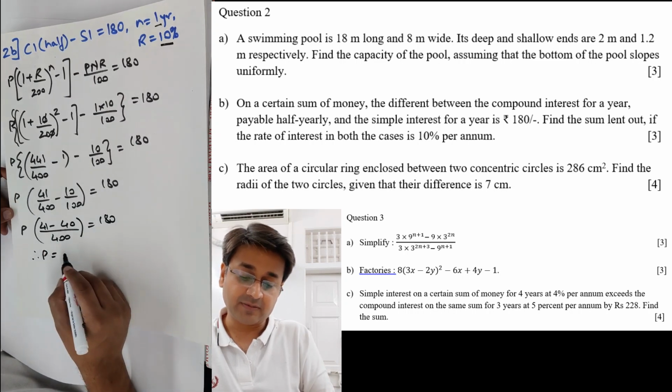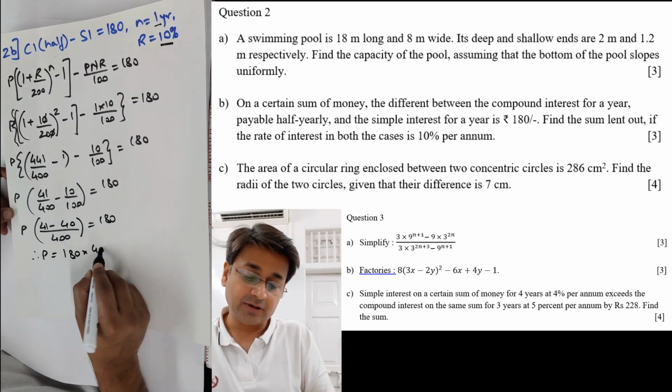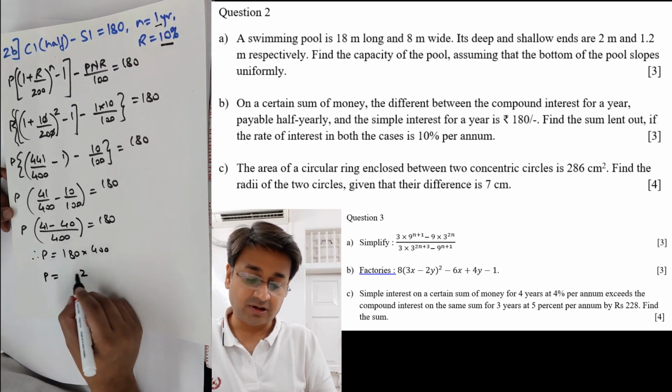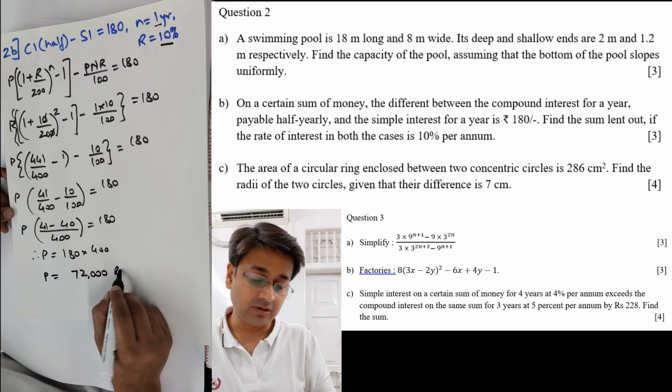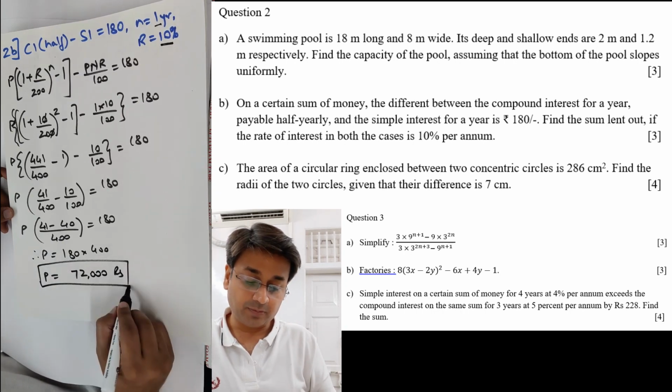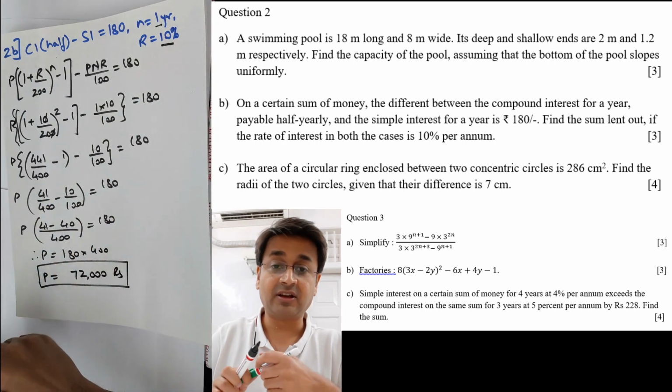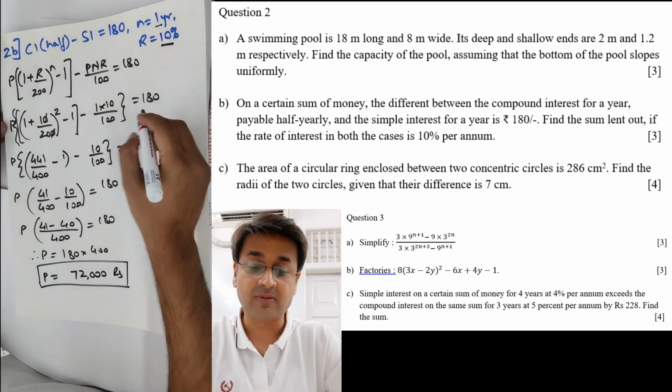So finally I can say principal 180 into 400 upon 1, you may not write. 8 4 are 32, 72 and 3 zeros. You get your principal. Good question. 100% you will see such sums in the exam. So please focus on them well.